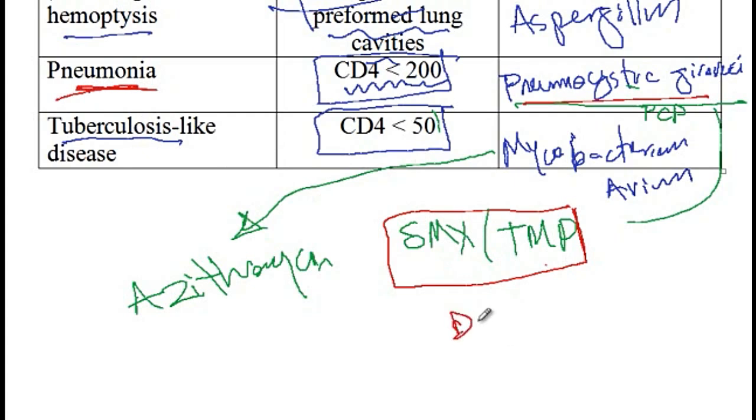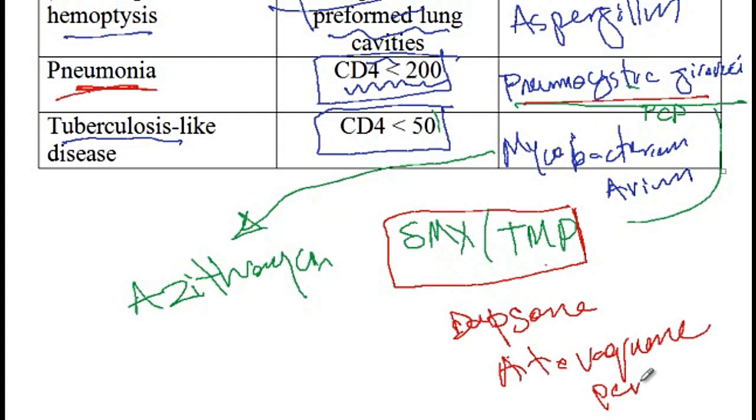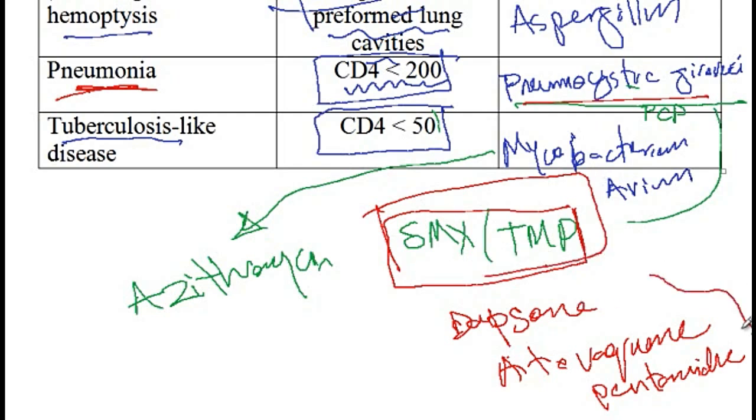Now, if a patient is allergic to sulfamethoxazole trimethoprim for the treatment against pneumonia, you will have to use either dapsone or atovaquone. An alternative option is pentamidine, but it's not as efficient as the other two. So sulfamethoxazole trimethoprim is by far more efficient than the other medications that I've listed here. But if the patient is allergic, then these would be the alternative options that we can use.